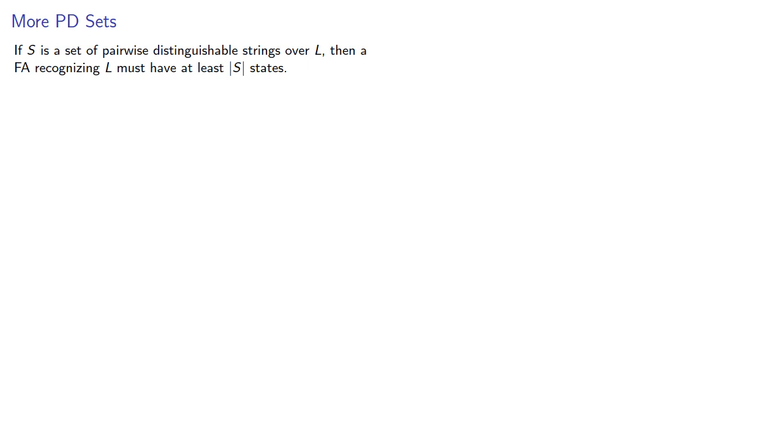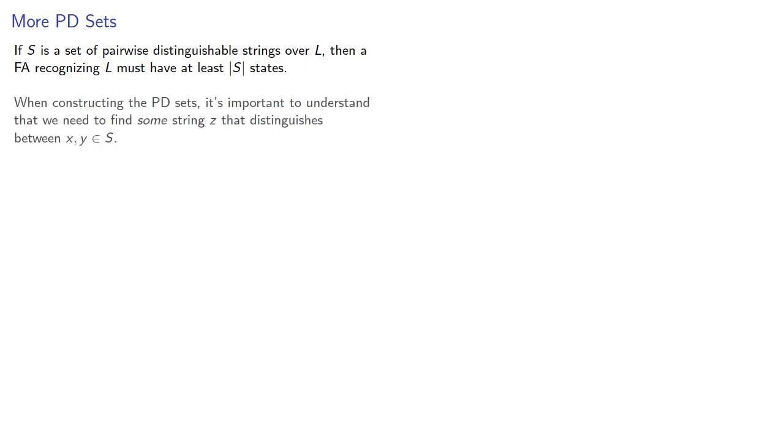If S is a pairwise distinguishable set over L, then a finite automaton recognizing L must have at least as many states as there are elements of S. Now, when constructing our pairwise distinguishable sets, it's important to understand that we need to find some string that distinguishes between elements of S, but it doesn't have to be the same string for all pairs.